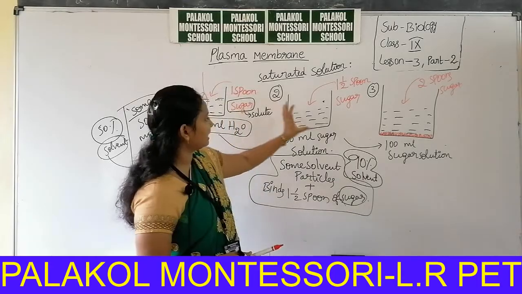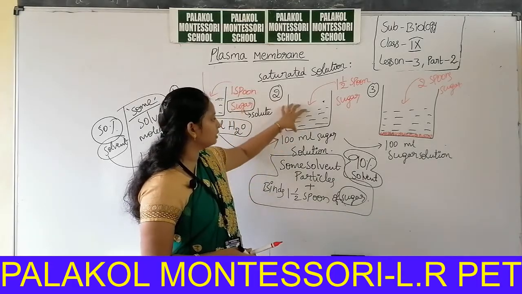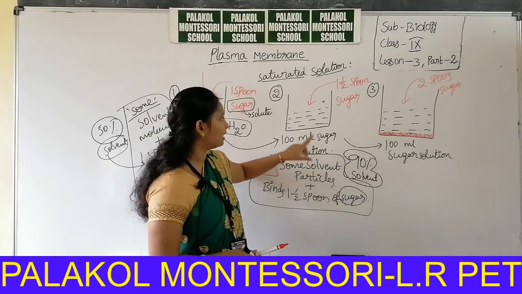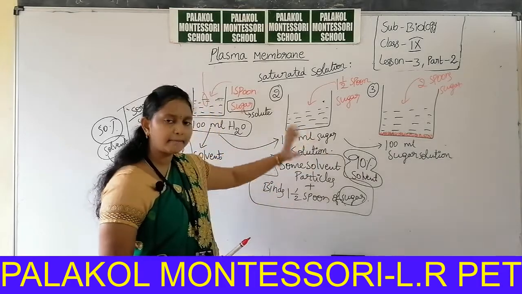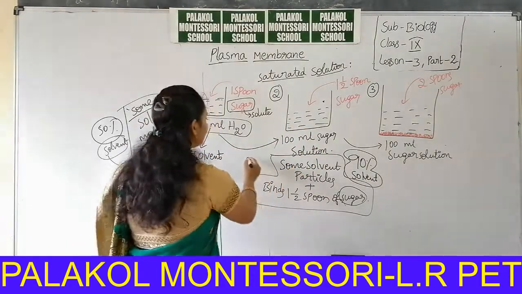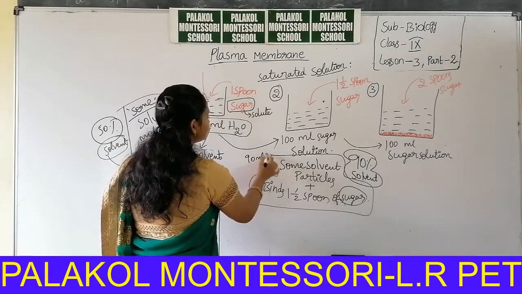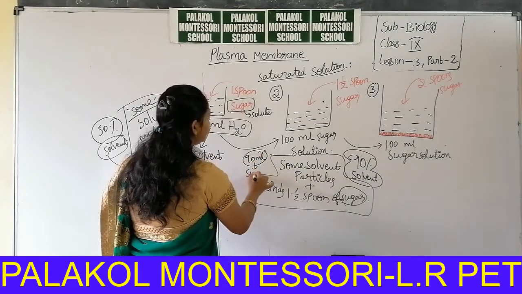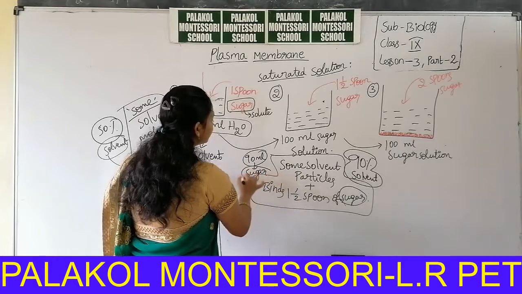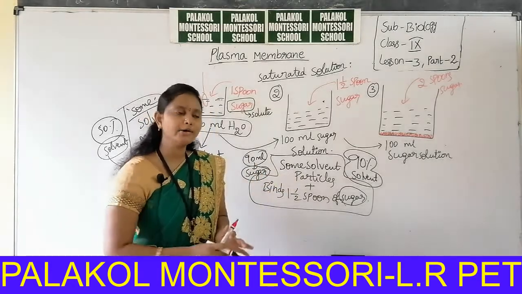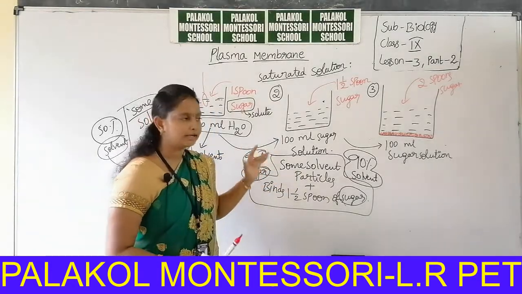Taking this solution here: in 100 ml of water, 90 ml of water is bound with sugar particles. That's why sugar is completely dissolved in that water.